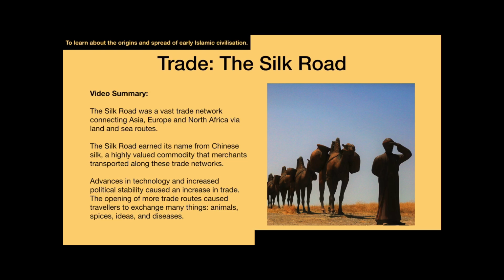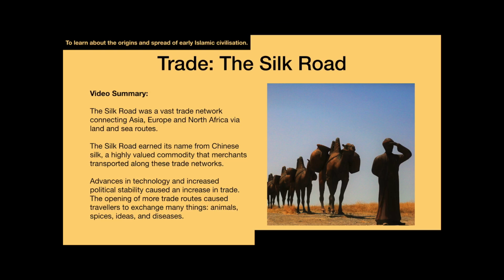Trade, the Silk Road. A summary of the video. The Silk Road was a vast trade network connecting Asia, Europe and North Africa via land and sea routes. The Silk Road earned its name from Chinese silk, a highly valued commodity that merchants transported along these trade networks. Advances in technology and increased political stability caused an increase in trade. The opening of more trade routes caused travellers to exchange many things: animals, spices, ideas, and diseases.